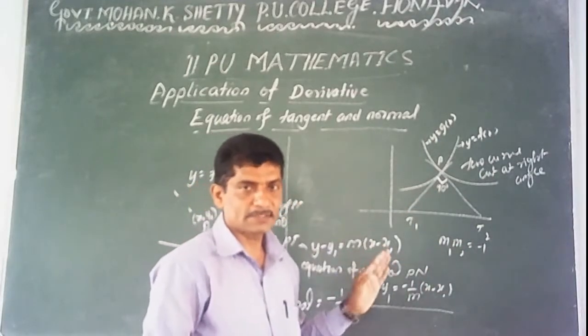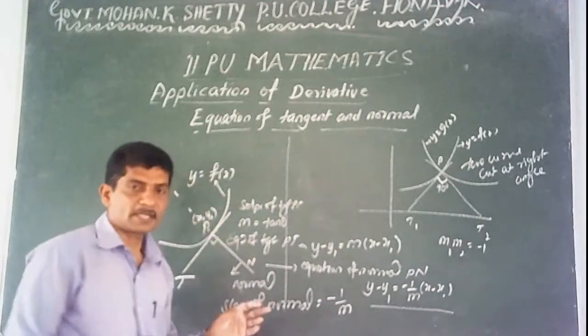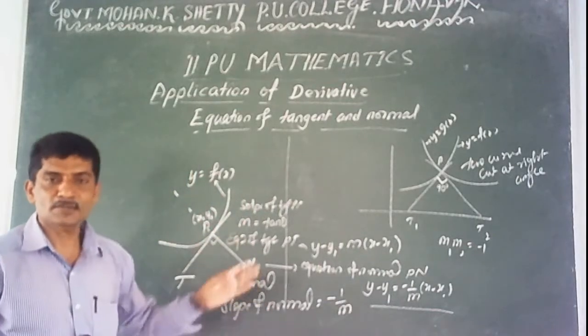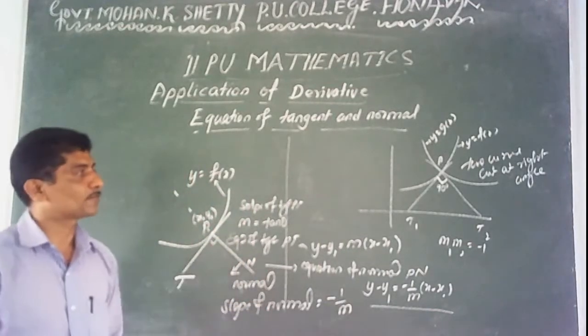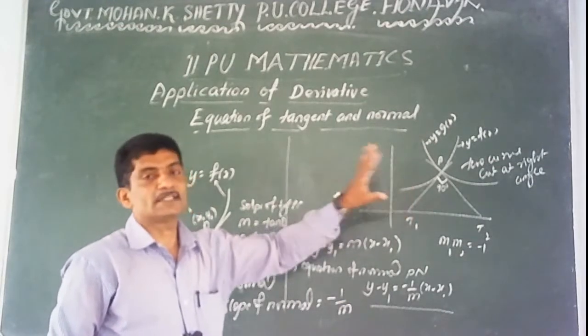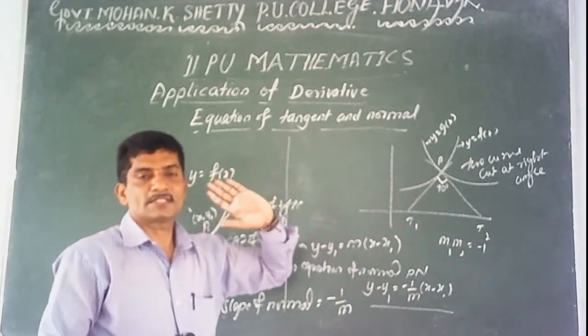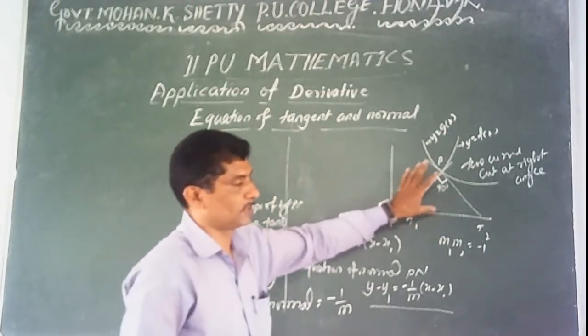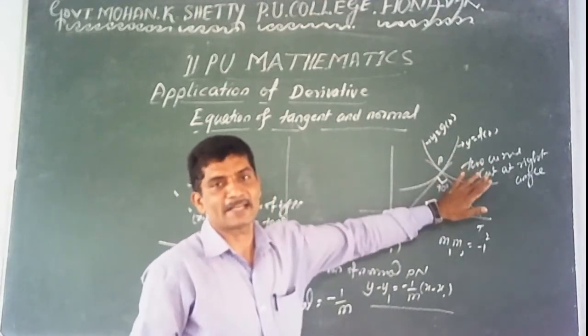You know that slope of tangent, equation of tangent, slope of normal, equation of normal, the angle between the two curves. Suppose it is 90, the two curves touch each other orthogonally or cut at right angles.